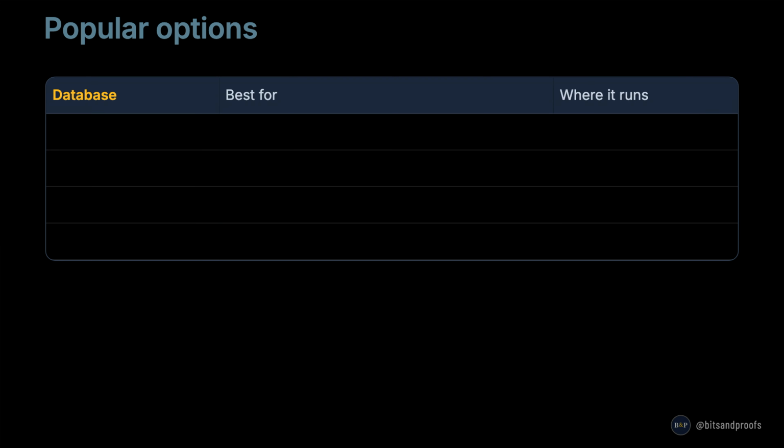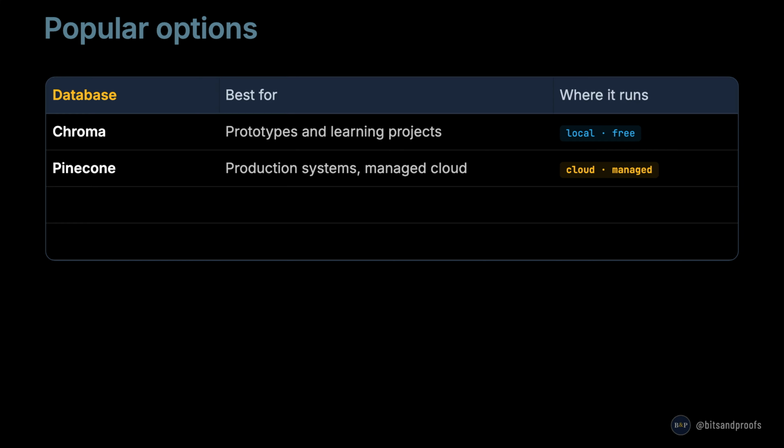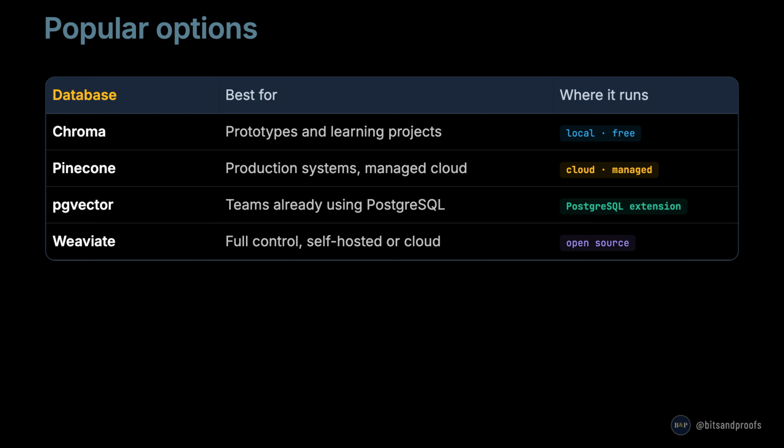Now let us look at the tools available. There are several popular vector databases. Chroma is local and free. It is great for prototypes and learning. You can run it on your own machine with no setup. Pinecone is a managed cloud service. You do not run any servers. It is built for production at scale. pgvector is a Postgres extension. If your team already uses Postgres, you can add vector search without switching to a new system. Weaviate is open source and can run on your own servers or in the cloud, giving you full control.